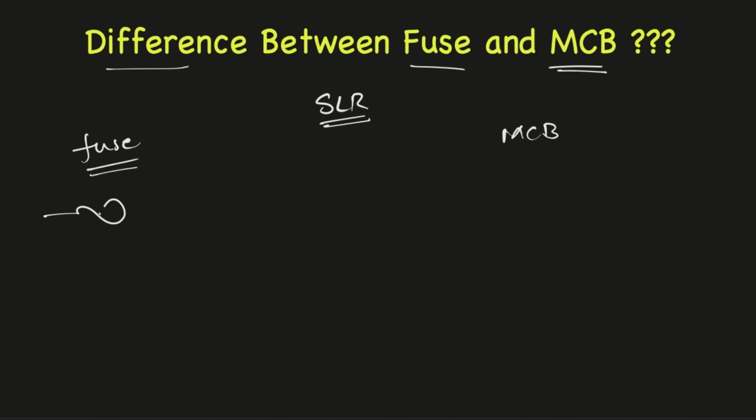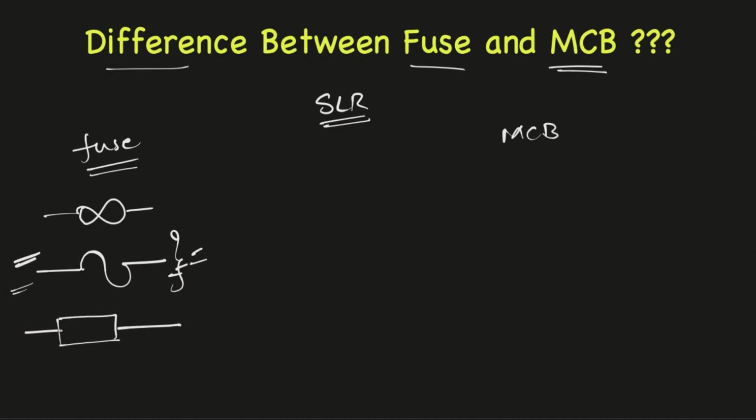This is an old school representation of a fuse, and this is the ANSI representation of a fuse, which is the most popular and widely used representation. In any single line diagram of any circuit, a fuse is represented mostly in this format. In some circuits, you may also find a fuse in this form. If the fuse is complete, then it's represented like this, and if the fuse is broken, it's represented like this.